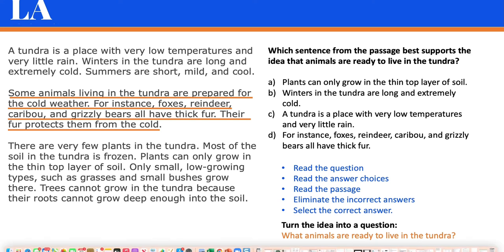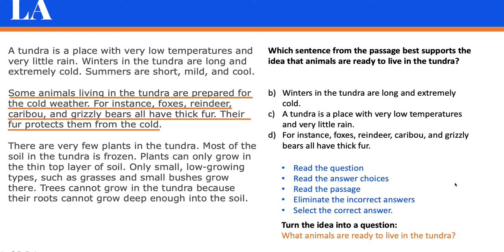Answer choices. I see that choice A, plants can only grow in the thin top layer of soil. Well, that doesn't say anything about animals. Choice B, winters in the tundra are long and extremely cold. Well, that part was in the passage, but that doesn't say anything about animals or doesn't answer the question.